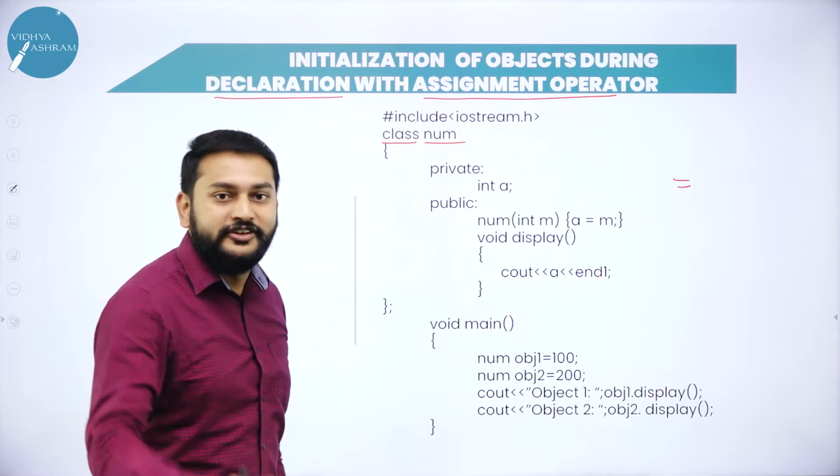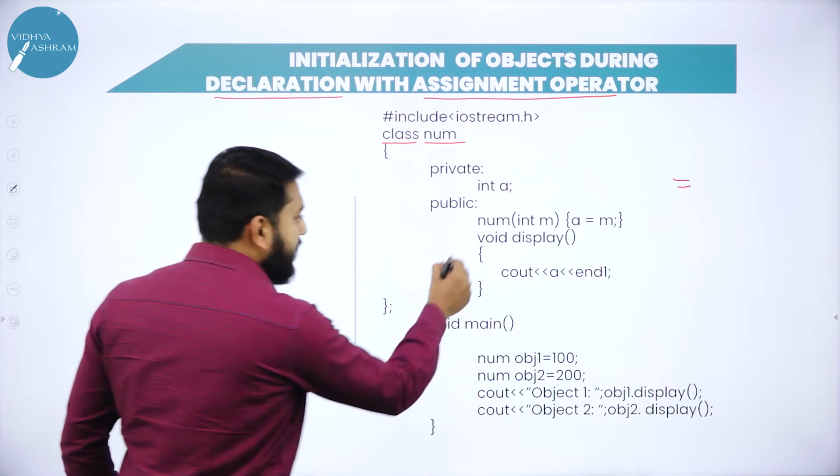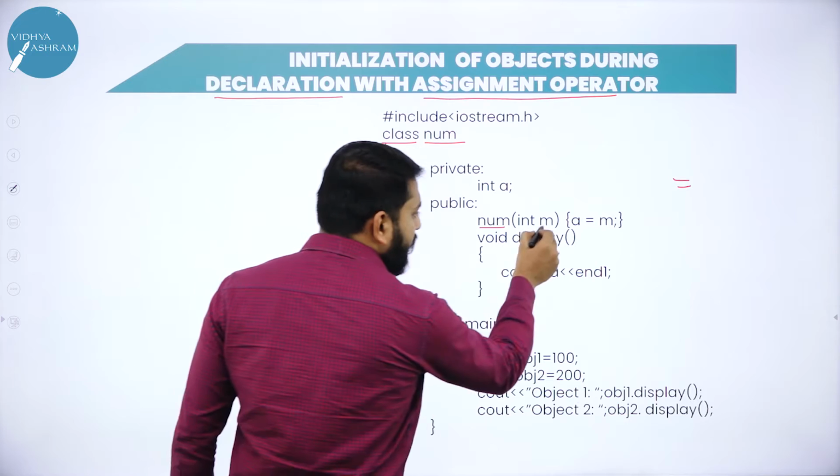My dear students, I have the constructor. What is the name of the constructor? It should be the same as the class name. Yes, I have it as num. So what type of constructor is this? Yes, it is a parameterized constructor because I have one parameter.